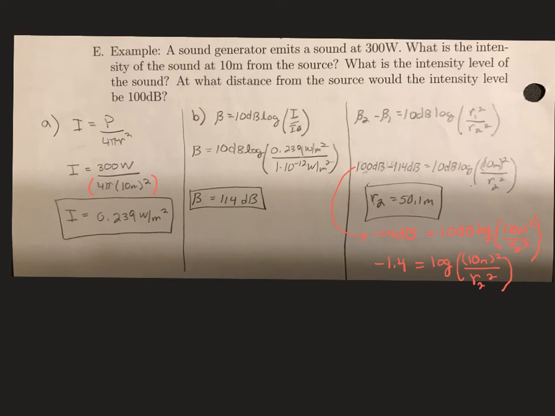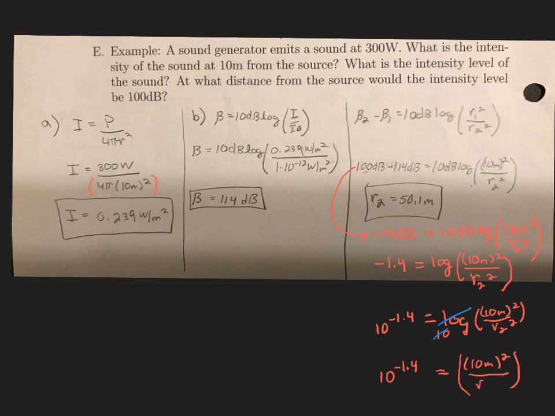And then I'm going to do 10 raised to both sides. The 10 and the log cancel each other out, so we're left with 10 raised to the minus 1.4 equals 10 meters quantity squared divided by distance 2 squared. And from there it is traditional algebra, which you can rearrange to solve and get 50.1 meters.